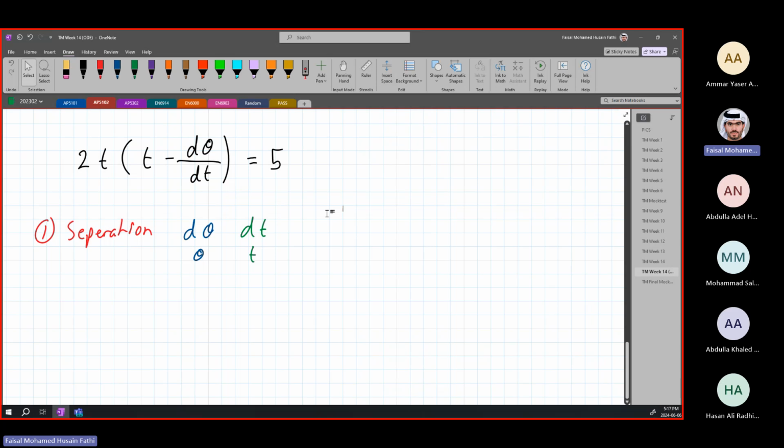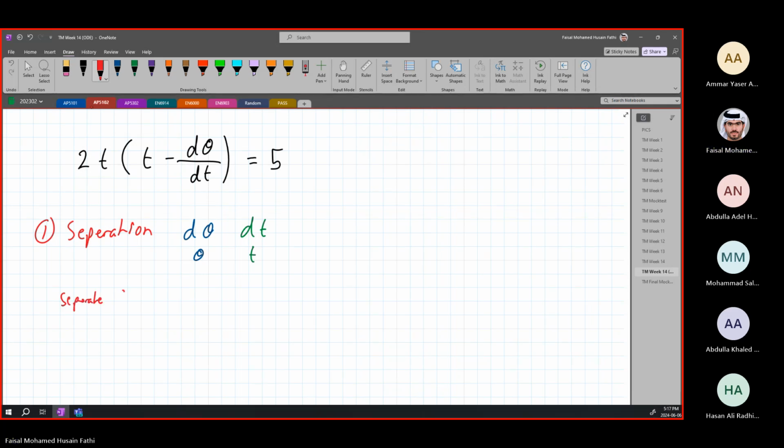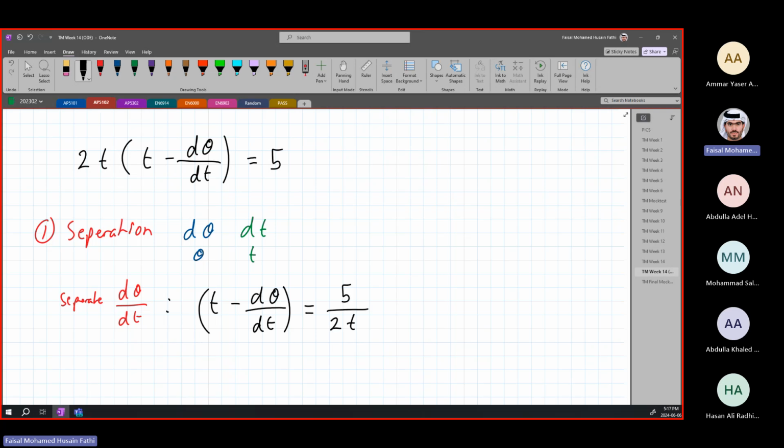So how would we separate this? The first thing you can do is you can divide both sides by 2t. So the idea is you want d theta by dt to be on its own at the very beginning. All right. So first, separate d theta by dt. That's your first step. So how would you do that? t minus d theta by dt is equal to 5 over 2t. This is your first step.